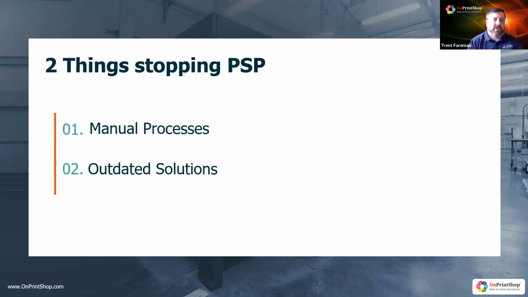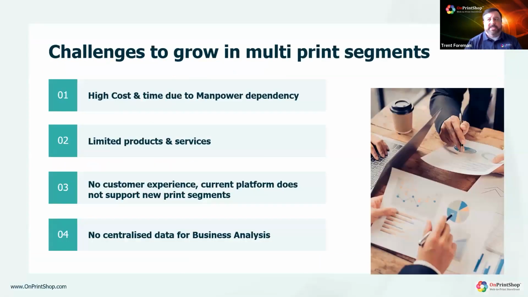What's really stopping you from wanting to do this? And one, obviously, is manual processes, and two is outdated solutions. And that's where we really come into play. We want to address these challenges. Manpower dependency is still an issue across the country. It's one of the topics we've really been talking about over the past 2 to 3 years, the high cost and the time. I mean, manual processes are becoming an outdated solution.